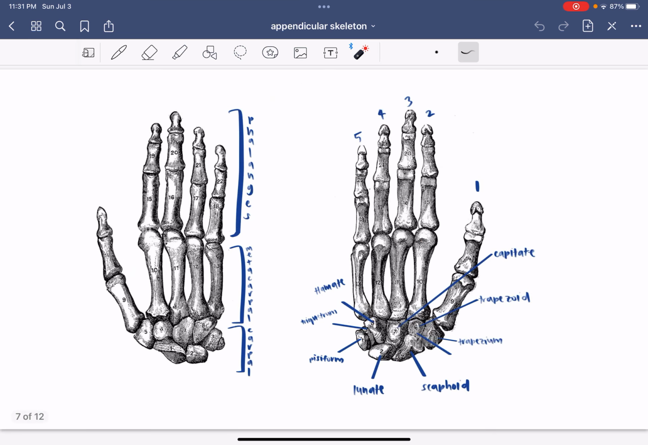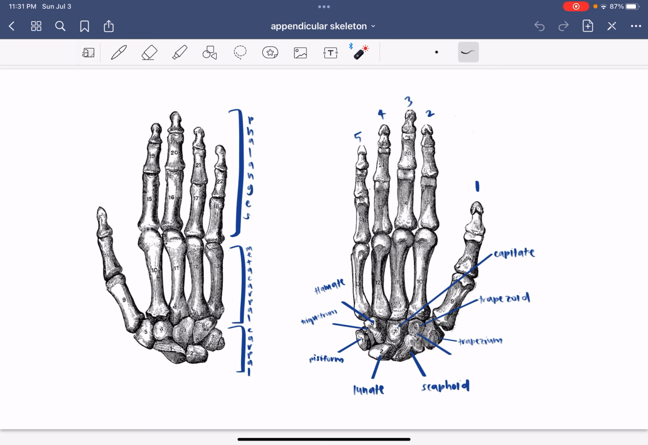And finally, here is the hand. We have the phalanges, the metacarpals, and the carpals. The carpals are your wrist bones, and they each have their own name. Here is the scaphoid, the lunate, the pisiform, the triquetrum, the hamate, the capitate, the trapezoid, and the trapezium.